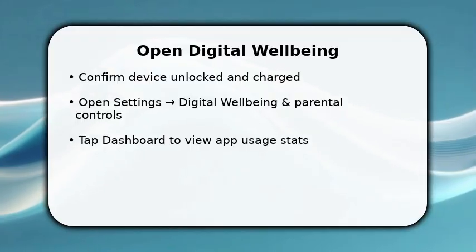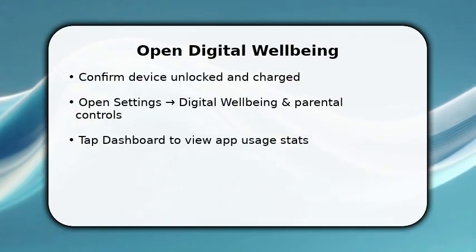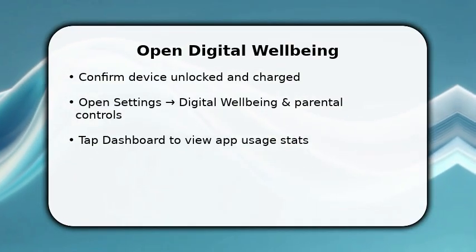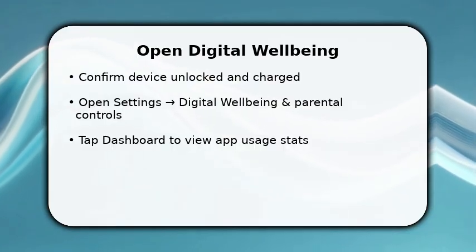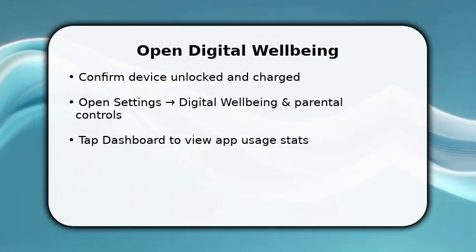You start inside Settings because pausing screen time uses Digital Well-being. Open Settings, then tap Digital Well-being and Parental Controls. Once there, choose Dashboard so you can see app-by-app usage. This shows what you'll pause.